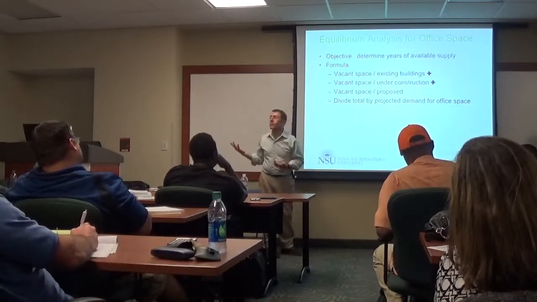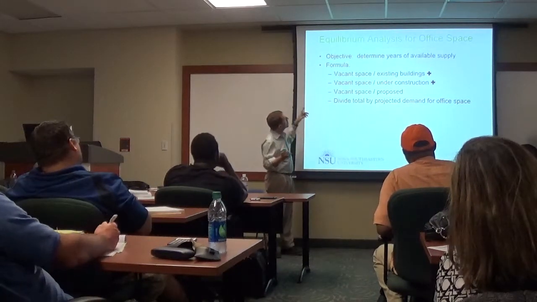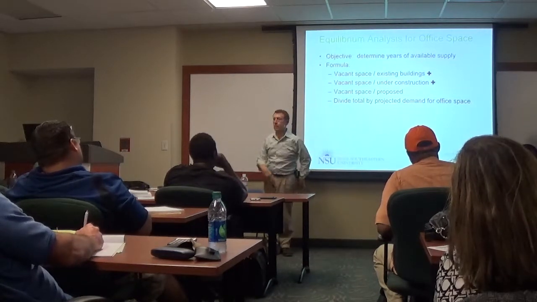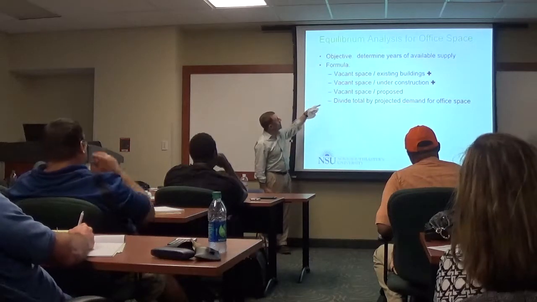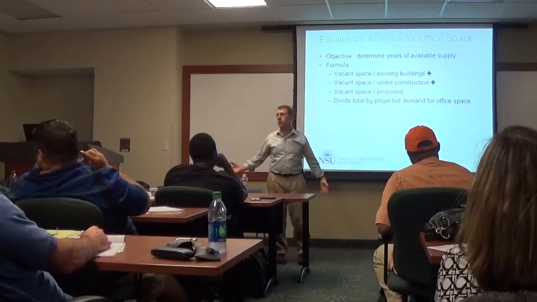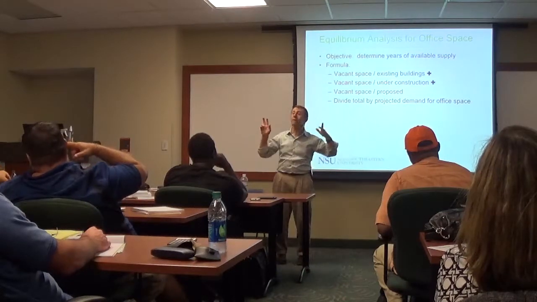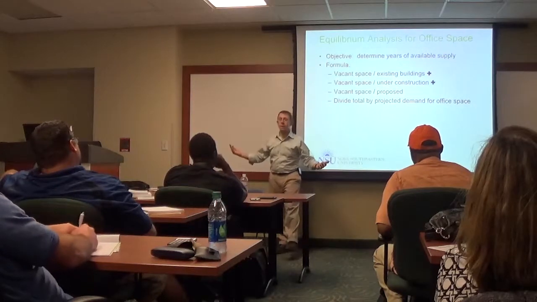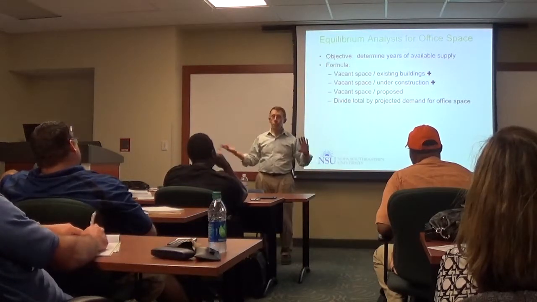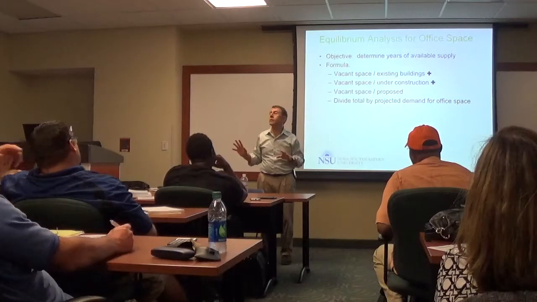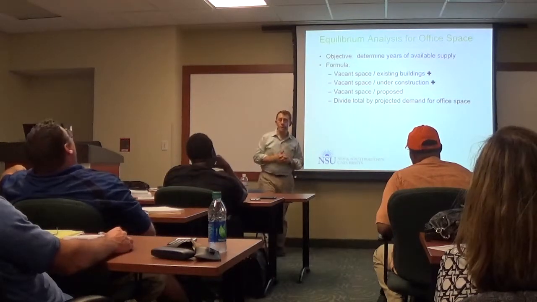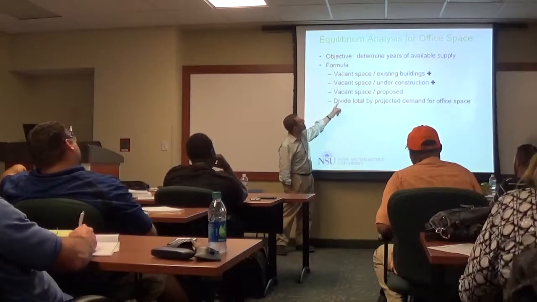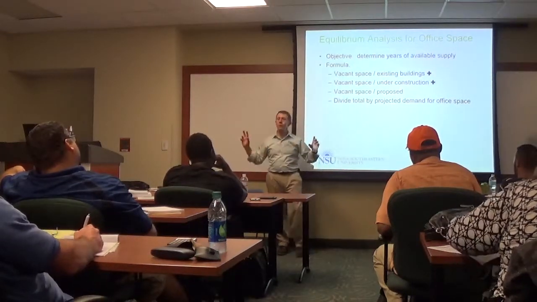How do you figure out the available supply? So you look at the vacant space in existing buildings. You then add that to the vacant space in buildings under construction. Some buildings are leased up, some are pre-leased. You look at the vacant space in the proposed buildings. Now, proposed buildings may not be as real as the ones that actually exist, but you have to acknowledge them. And then you divide the total by your projected demand.